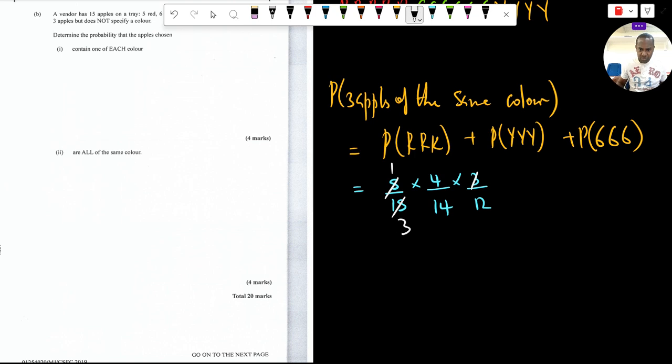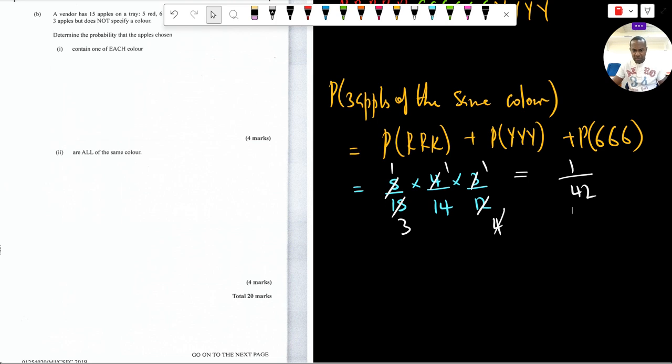So this 3 will cancel. 3 into 3 goes 1, 3 into 12 goes 4. Then, of course, 4 into itself goes 1. So what does this leave us with? It leaves 1 times 1 times 1 in the numerator, which is 1 over 3 times 14, which is 1 over 42. So the probability of getting 3 red apples would be 1 over 42, right? So let me just check the math there. 5 over 15 times 4 over 14... Oh, all right, I made a mistake here. Where did I get 12 from? That should be 13. So let me fix this.